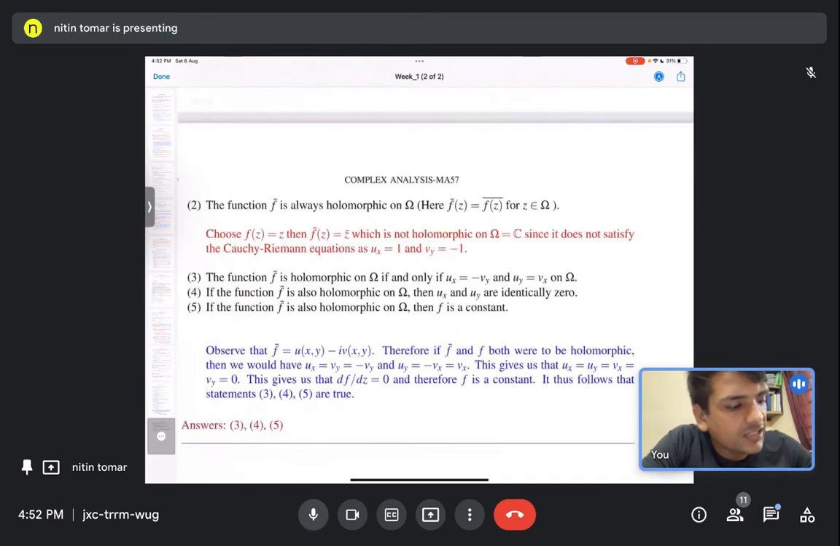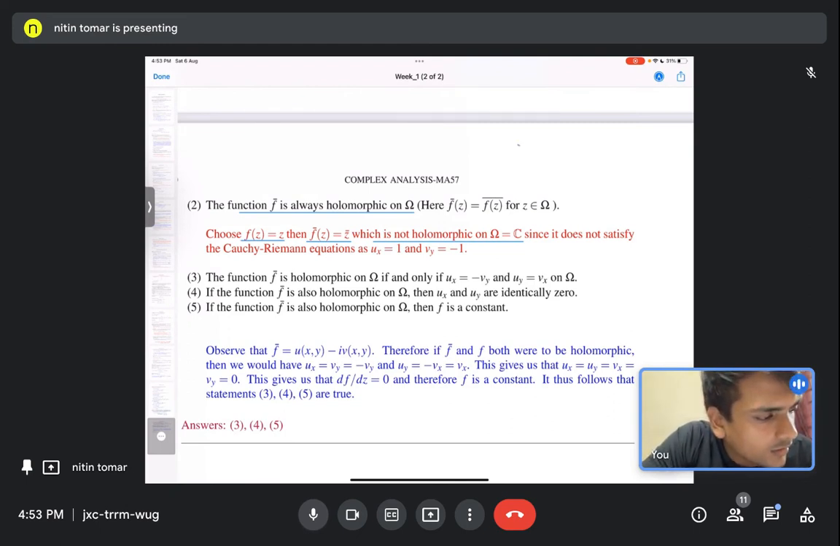Now, the function f bar is always holomorphic on omega. Now, this is not true, where f bar is the conjugate of f(z). So if you choose your f(z) to be z, then f bar will be z bar. And we know that this is not holomorphic on the complex plane. Why? Because the Cauchy-Riemann equation does not hold.